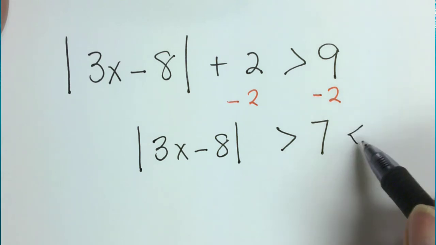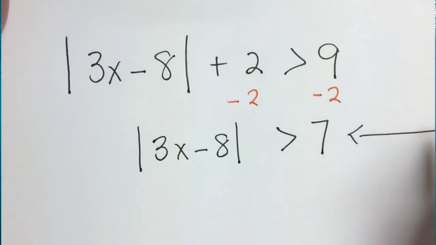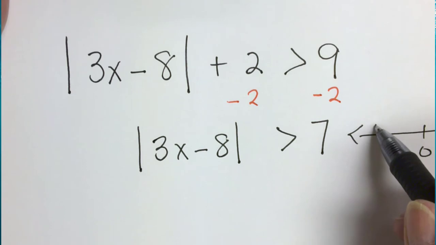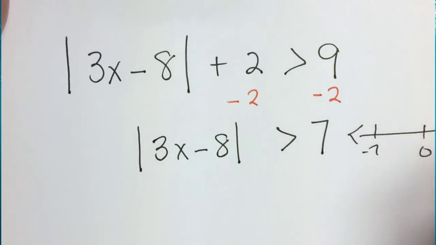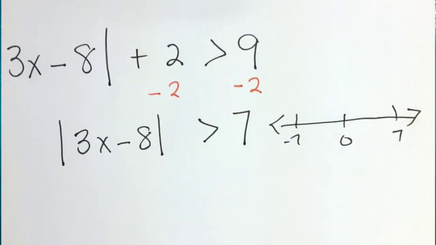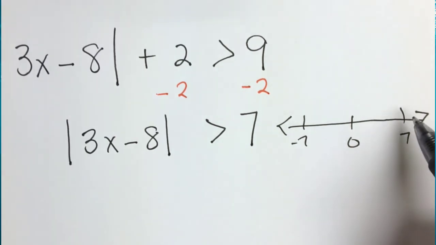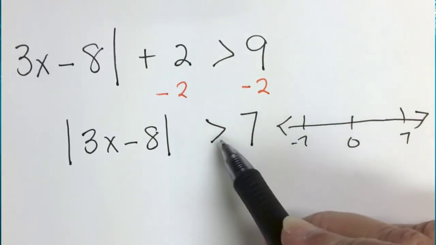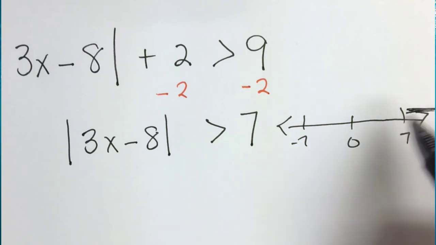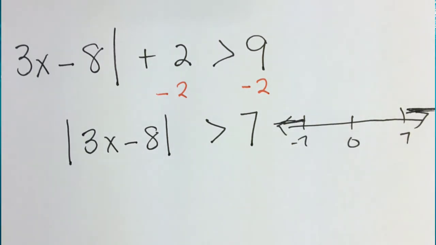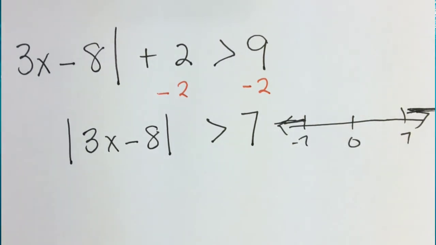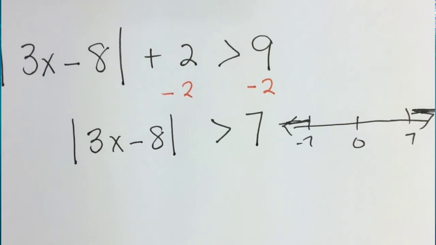So this is going to be the end pieces. All right, so here's your 0, -7, +7. And this is just to help you think about it. Right? So it's going to be more than that many spaces. So it's going to be out here or it's going to be in here. So you're going to break this into two separate inequalities.